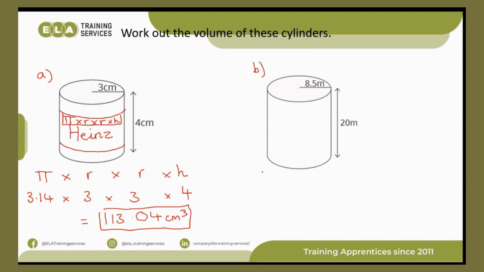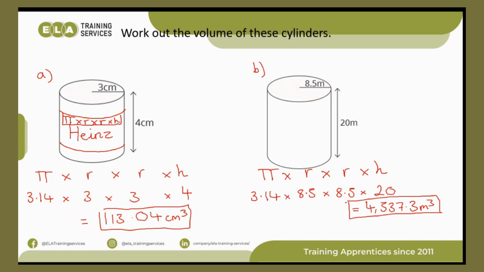Okay, let's have a look at our second one. So we've got pi times radius times height. Pi we know is 3.14, times our radius, which we know here is 8.5 times 8.5. What is our height? It is 20. Let's pop that in our calculator. 3.14 times 8.5 times 8.5 times 20 gives us 4,537.3 meters cubed. We've got our answer. Brilliant, and that is volume complete.